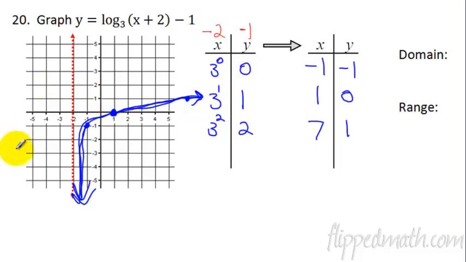Again, it is not existing on the left side of this vertical asymptote. The domain is all the x values that are greater than -2. And the range is everything. It goes down forever and up forever.